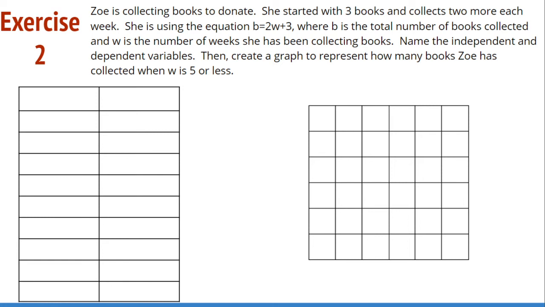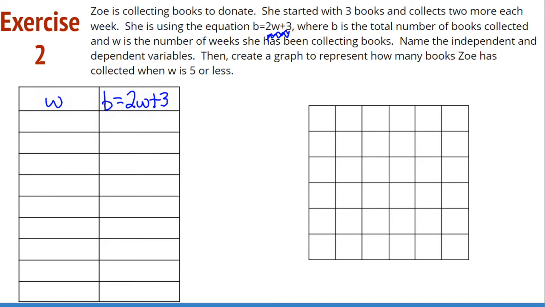I'm going to start on the table this time because I know that I have the number of weeks is my independent variable. I just have to look at this equation here. And I know that the number of books is going to be equal to 2 times the weeks plus 3.